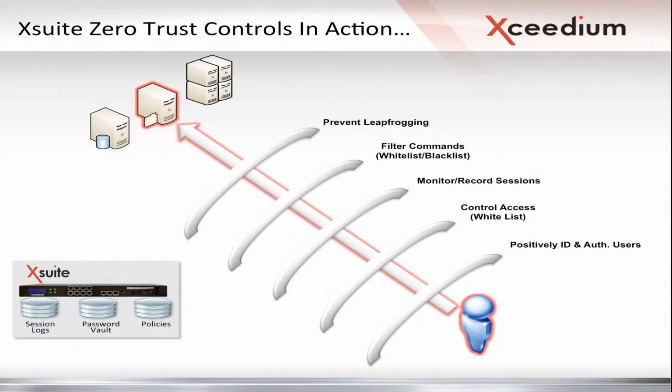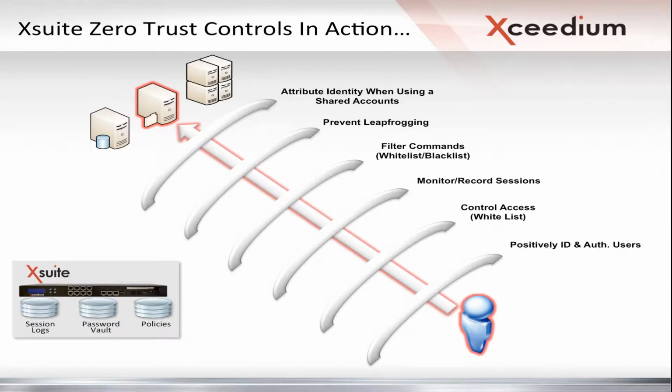This next control is really about preventing leapfrogging, because so many insider issues and even external attacks use a land and expand kind of model, get to one resource and then leapfrog from that resource to another around the network. We have some capability to eliminate that from happening. So you can only get to the resources that you're authorized to, and you can't jump laterally in the network.